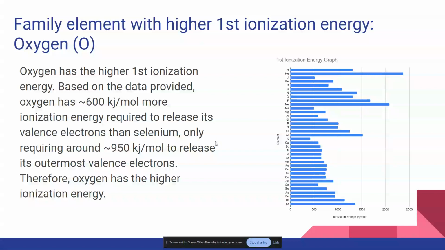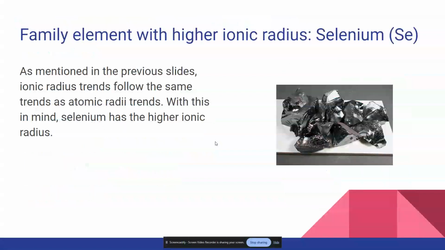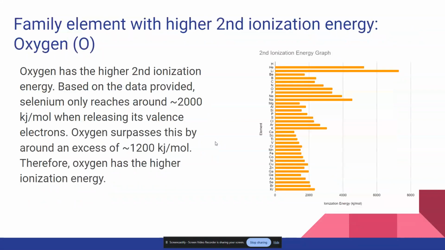I identified the family element with the higher ionic radius to be selenium. As mentioned in the previous slides, ionic radius trends follow the same trends as atomic radii trends. With this in mind, selenium has the higher ionic radius due to ionic trends following the same as atomic radii trends.